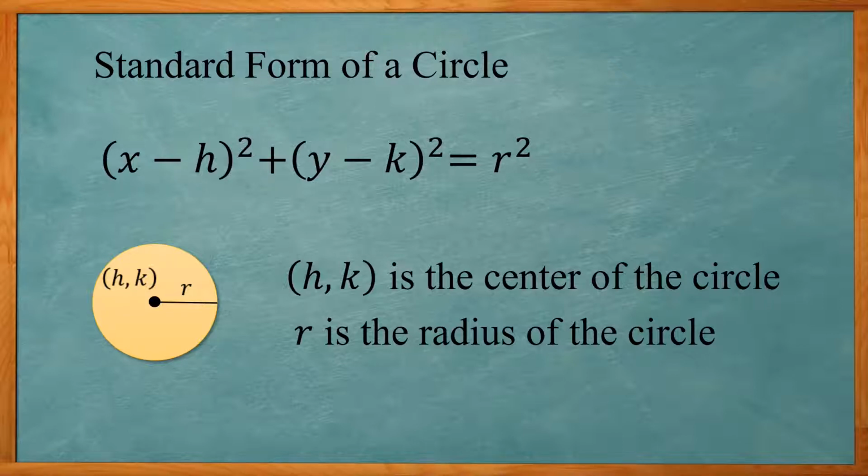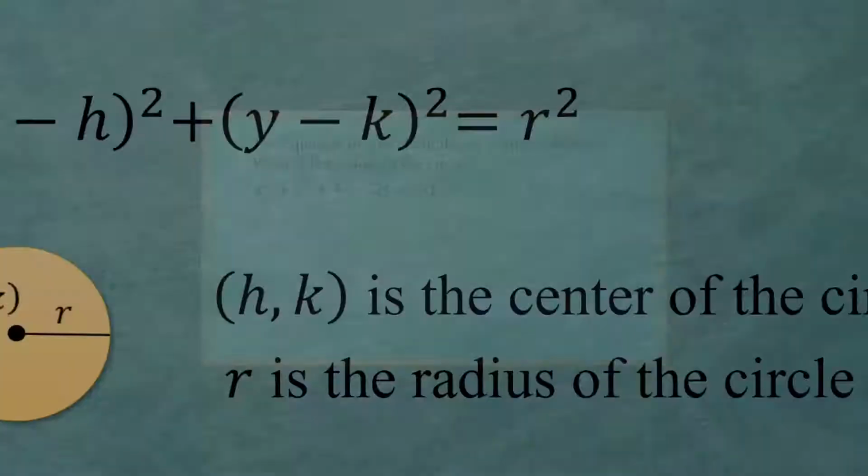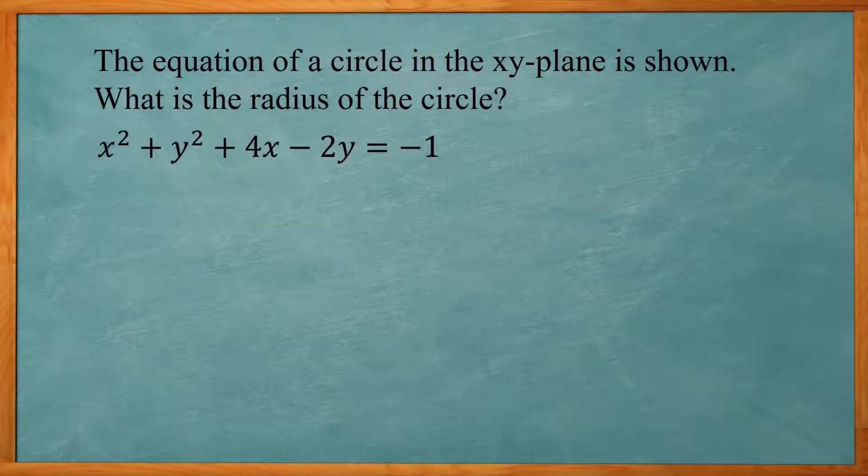Alright, so let's take a look at an example problem you might see on the ACT exam. So this problem reads, the equation of a circle in the xy plane is shown. What is the radius of the circle? So right now we have x squared plus y squared plus 4x minus 2y equals negative 1.